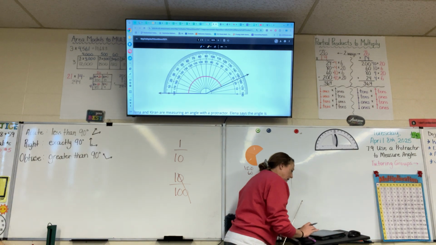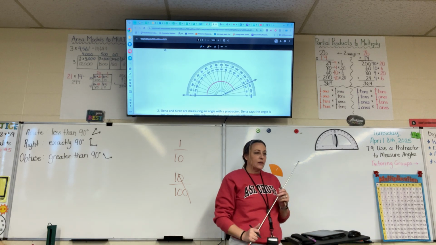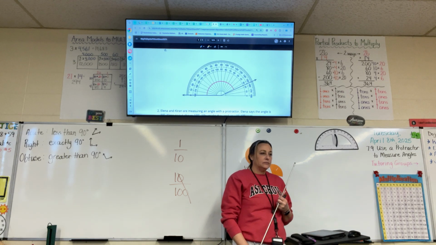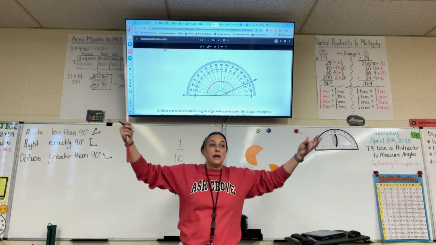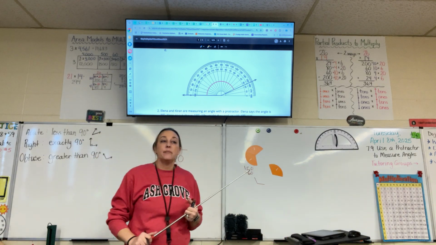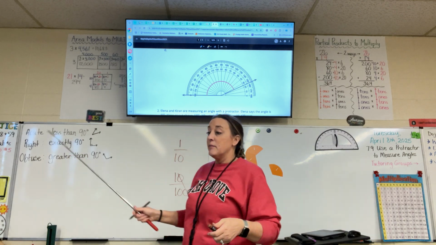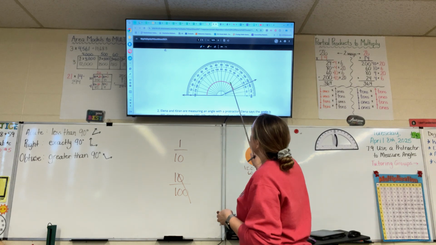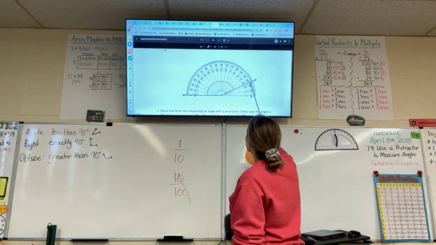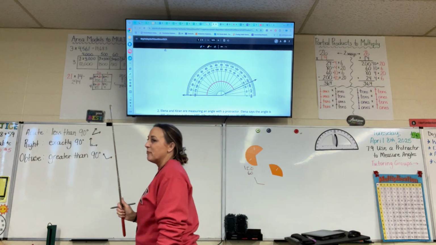Okay, Macy, what kind of angle is D? Obtuse. It's a big obtuse angle, which means we're going to look at which numbers. The big ones or the small ones? The big ones. Obtuse, we look at the big ones, right? Okay, here we go. So this angle is right in between these two big numbers. So what is the measurement?